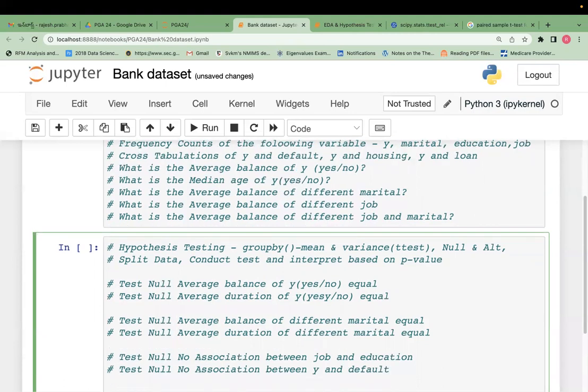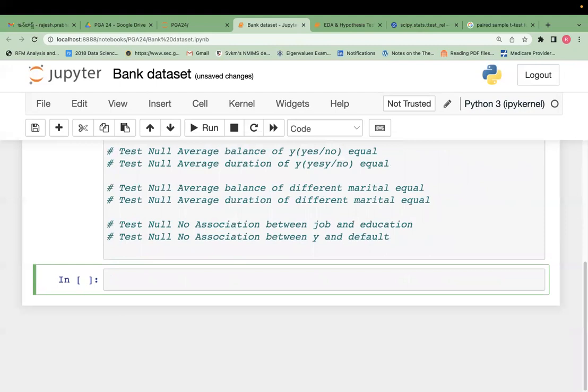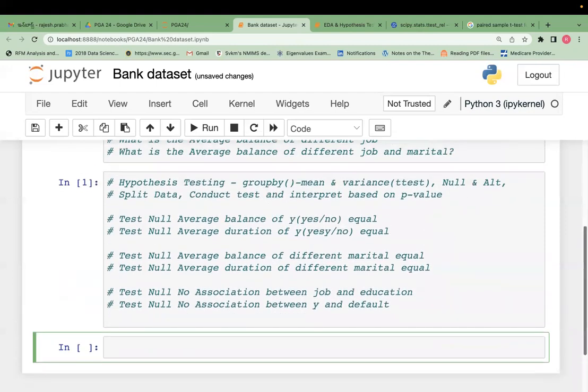Do these tests on the same bank sharing data notebook. Open the notebook, run all the cells, and do this hypothesis test.